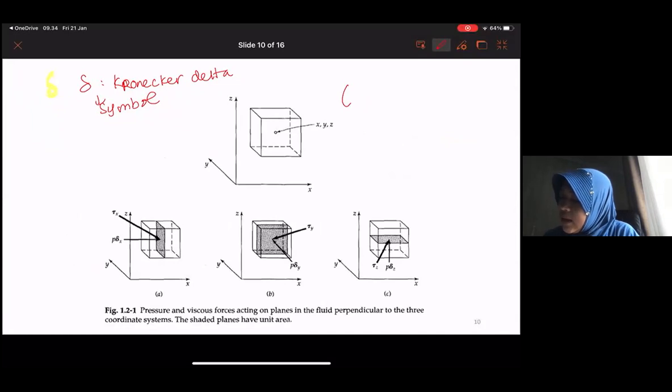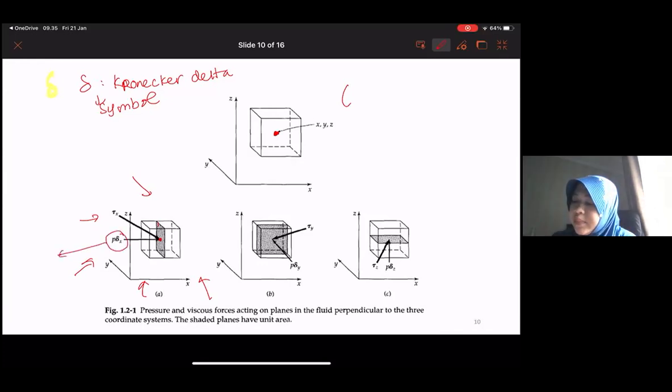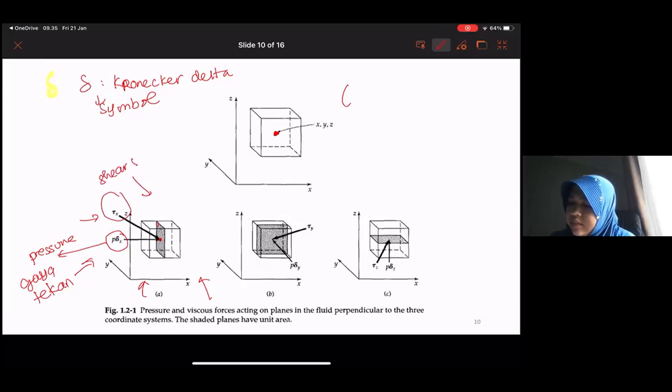But let's see these fluids here. The fluids will have a pressure from all of the areas. So on the area that is perpendicular to the x-axis, there would be pressure, gaya tekan, and the second one, there would be shear stress, or gaya geser.